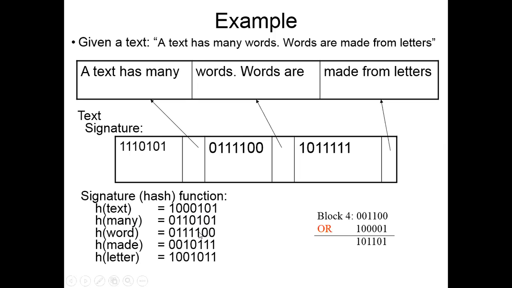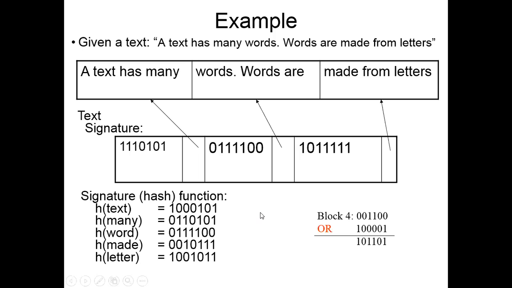What is the signature of the block? By ORing 1000101 with 0110101. In the case of OR, you will get 0 if both of them are 0. Otherwise, the result is 1. 1 or 0 is 1, 0 or 1 is 1, 0 or 1 is 1, 0 or 0 is 0, 1 or 1 is 1, 0 or 0 is 0, 1 or 1 is 1. So the signature of the first block by ORing text with money is 1110101.